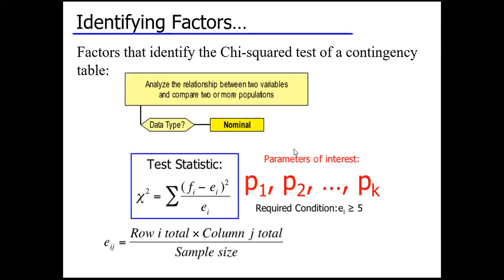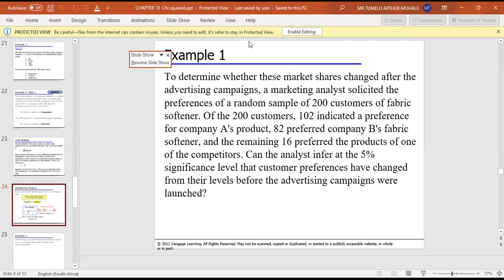I don't know. Are you able to see what's happening?